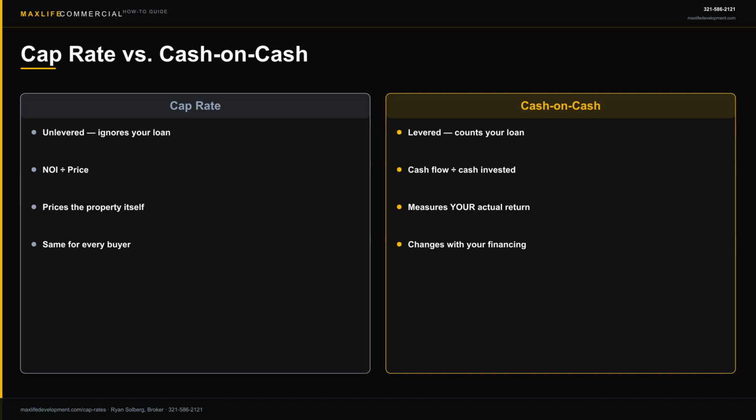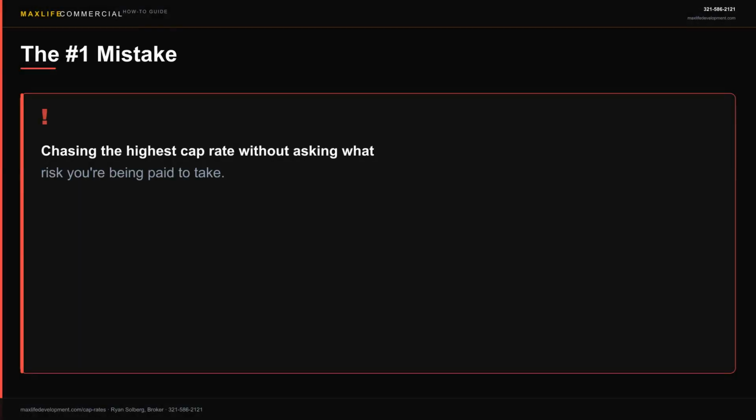Now the mistake that catches new investors every time, chasing the highest cap rate on the page. A 9% cap looks incredible next to a 5, until you realize the market is not handing you free money. That extra yield is the market pricing in risk. Maybe the tenant's credit is weak. Maybe the lease has 2 years left. Maybe the building is functionally obsolete in a dying corridor. A high cap rate is not a deal. It is a question. Always ask, what risk am I being paid to take here? Answer that honestly, and you will never overpay for trouble again.